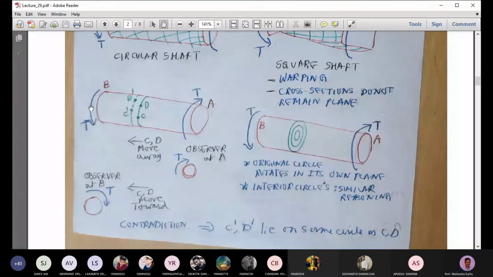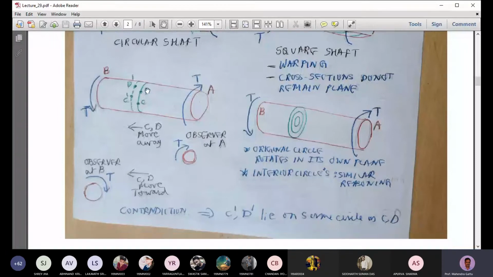Now you stand at point B and look at this shaft. You will again see the circle, shown here again. From point B, the torque will act like this, and this torque will translate to some direction. From here you will have C and D, and when you apply the twisting torque, C prime and D prime will move towards you. Because in the overall section, C and D are moving in this direction, when you see from point B, C prime and D prime will move towards you.